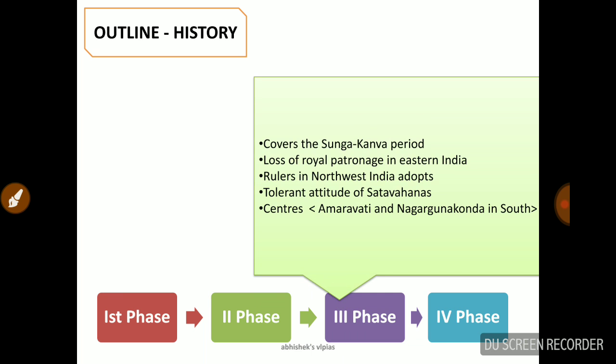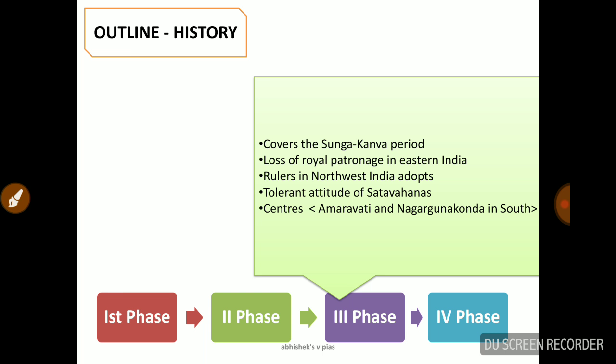Now we talk about the third phase. The third phase covers the Sunga Kanva period after Ashoka. There was a loss of royal patronage in eastern India, and rulers in northwestern India adopted Buddhism. That is highlighted in the third phase. The tolerant attitude of the Satavahanas is also highlighted in this period, and Buddhist centers were created at Amaravati and Nagarjunakonda in the southern area.